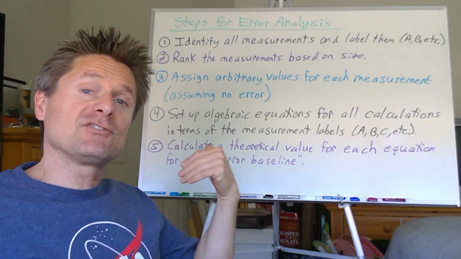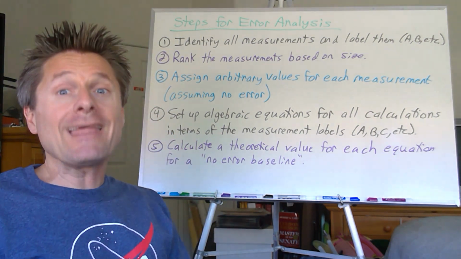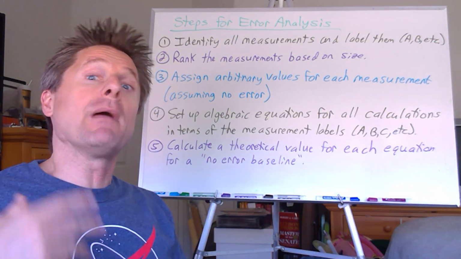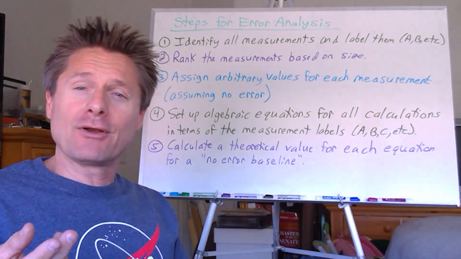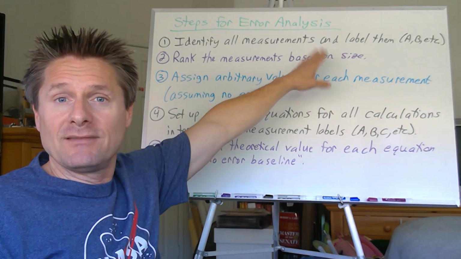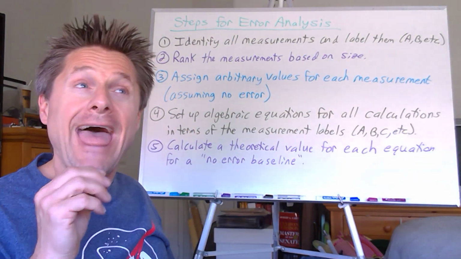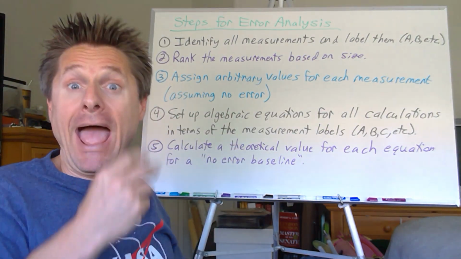So now in step 6, which I'm going to have to put on the next board, that's when we're going to assume some error occurs. And we're going to have to identify, well, if this error occurs, which of our measurements, A, B, C, or D, or whatever, would that error actually impact?